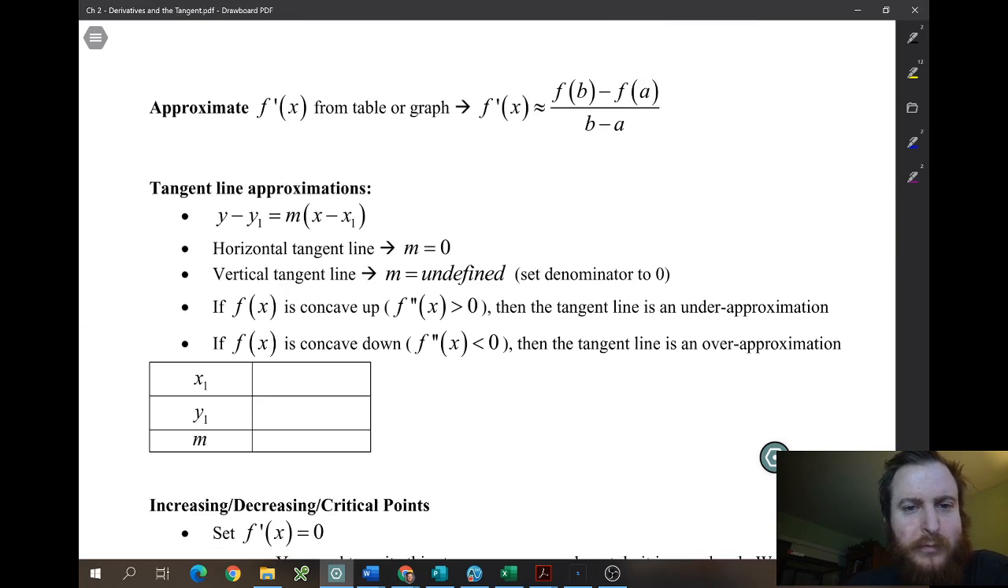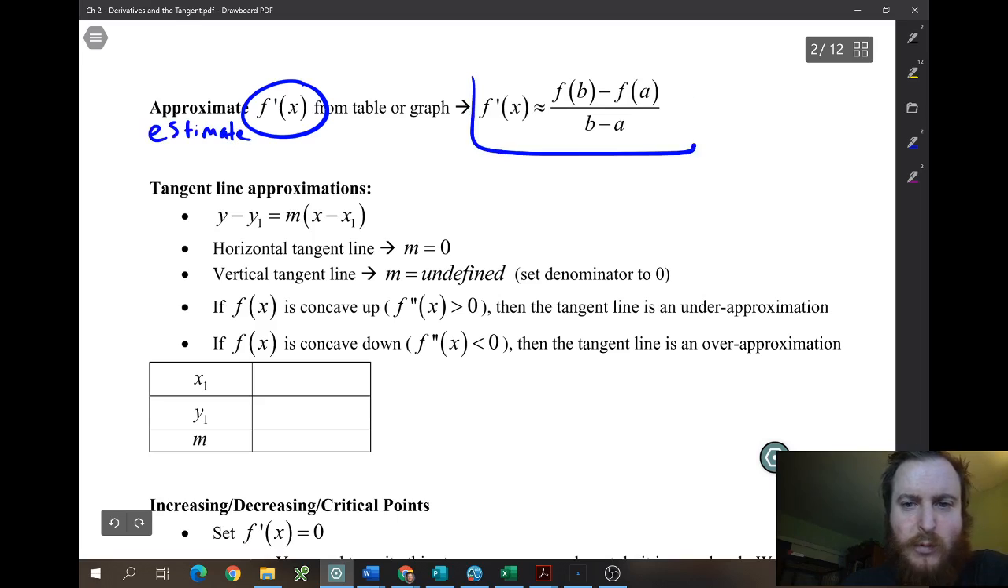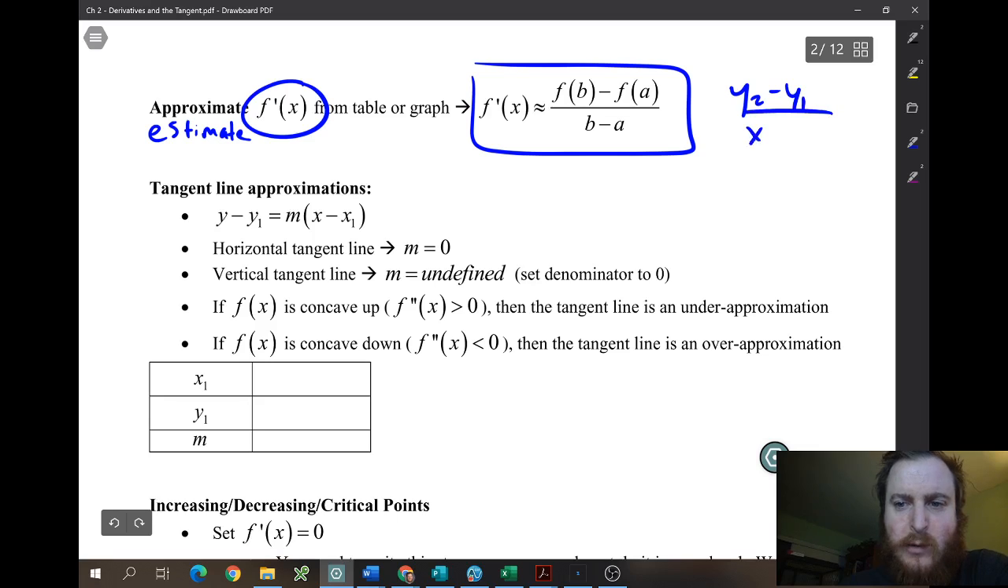So anyways, next up we have approximating f prime of x. Anytime it asks you to approximate, or estimate's another word, f prime of x, the derivative, we always go back to algebra 1 slope, right? y2 minus y1 over x2 minus x1.